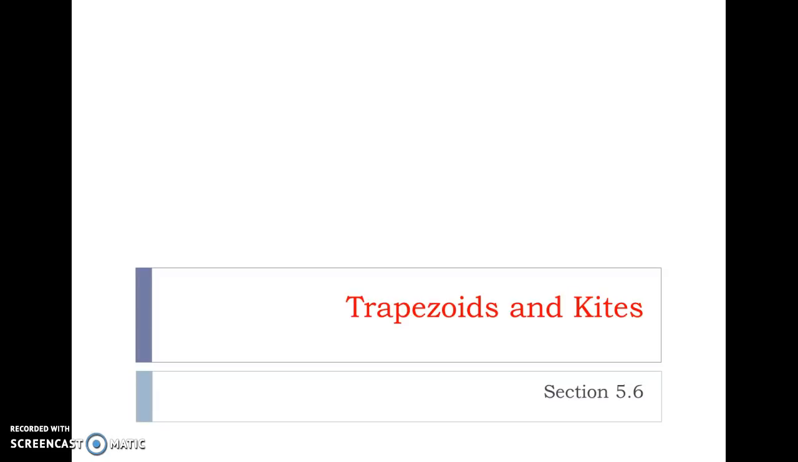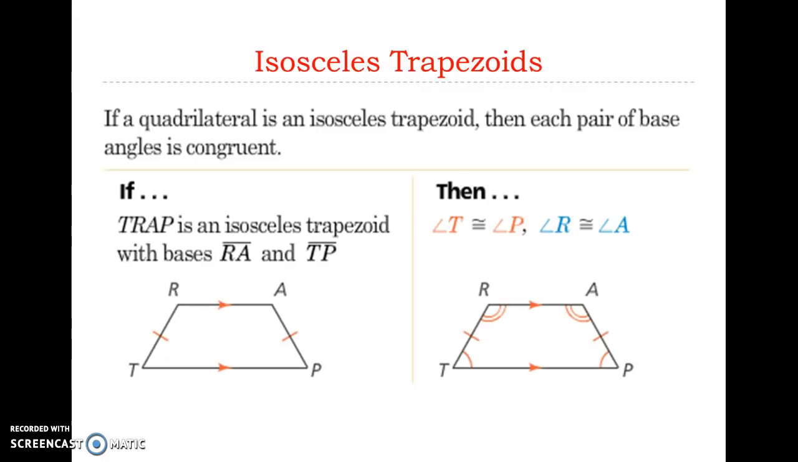This section is 5.6, Trapezoids and Kites. We're going to specifically talk about isosceles trapezoids in this lesson. So if a quadrilateral is an isosceles trapezoid, then each pair, notice it says each pair, of base angles is congruent. A lot of times when we think base angles, we're thinking the bottom two. But with a trapezoid, we consider the top two base angles also congruent.